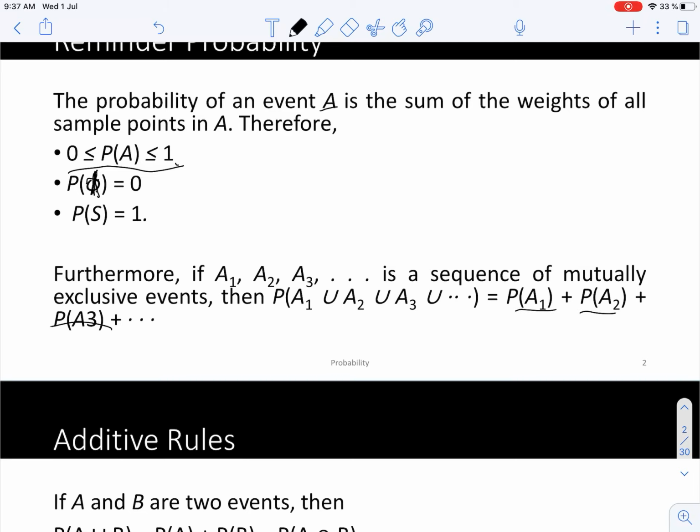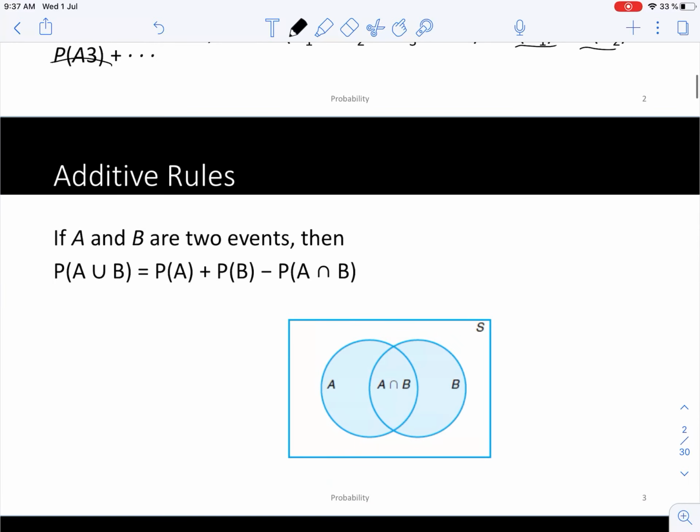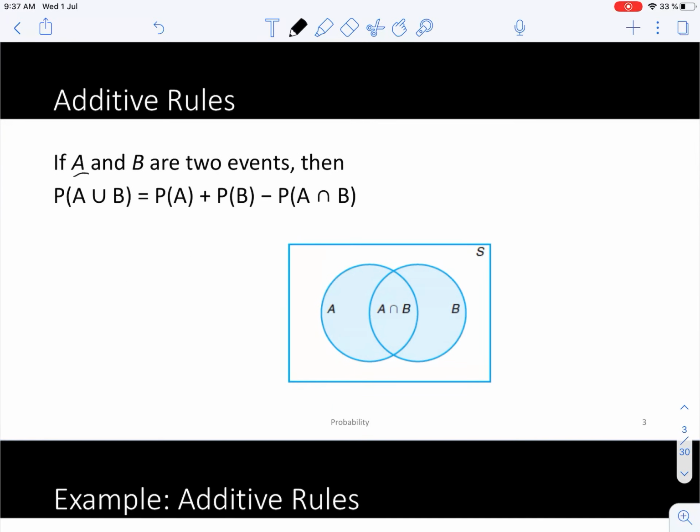So let's check this additive rule in the cases where they are not mutually exclusive. For instance, if we have two events A and B, and when we check the Venn diagram, please notice that there is some overlapping between the two events. So there is an intersection and it's not empty, A intersection B. Then if you want to compute the union of these two events, that will be the probability of A, plus probability of B, minus the intersection.